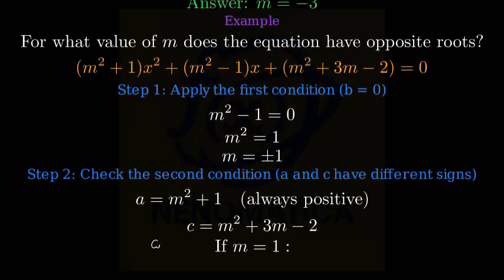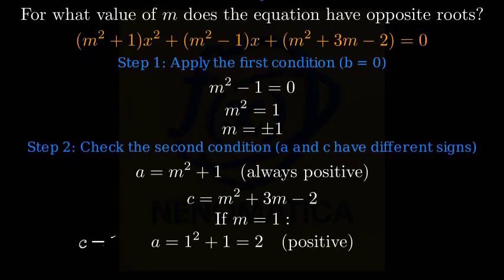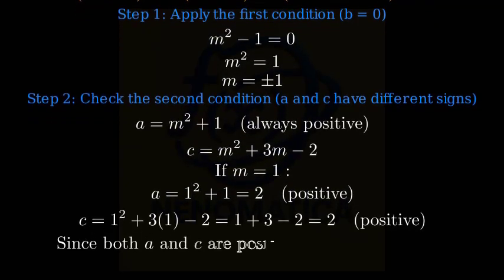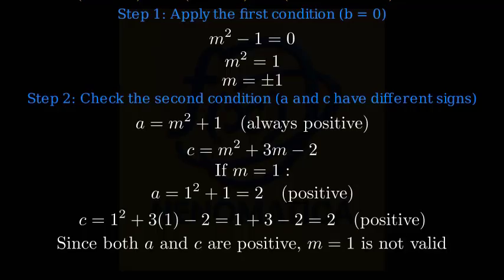If m equals 1, then a equals 1 squared plus 1, which is 2, positive. And c equals 1 squared plus 3 times 1 minus 2, which is 1 plus 3 minus 2 equals 2, positive. Since both a and c are positive, they have the same sign. So m equals 1 is not valid.